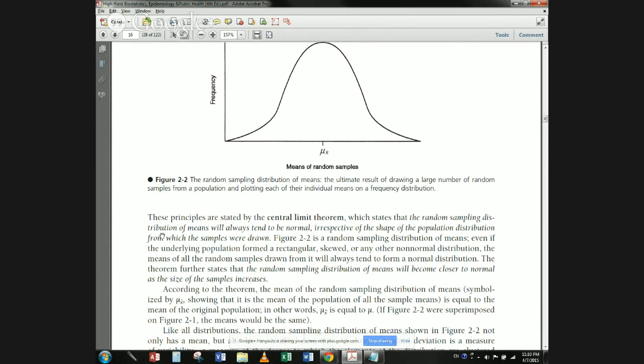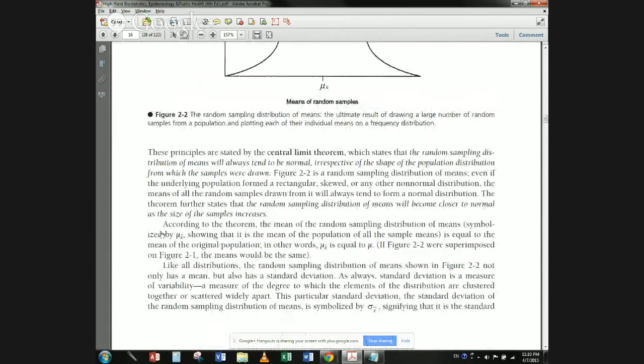So here's the figure that shows the ultimate result of drawing a large number of random samples from a population and plotting each of their individual means on a frequency distribution. According to the theorem, the mean of the random sampling distribution of means, symbolized by mu subscript x-bar, showing that it is the mean of the population of all the sample means, is equal to the mean of the original population. In other words, mu of x-bar is equal to mu. If figure 2.2 were superimposed on figure 2.1, the means would be the same.